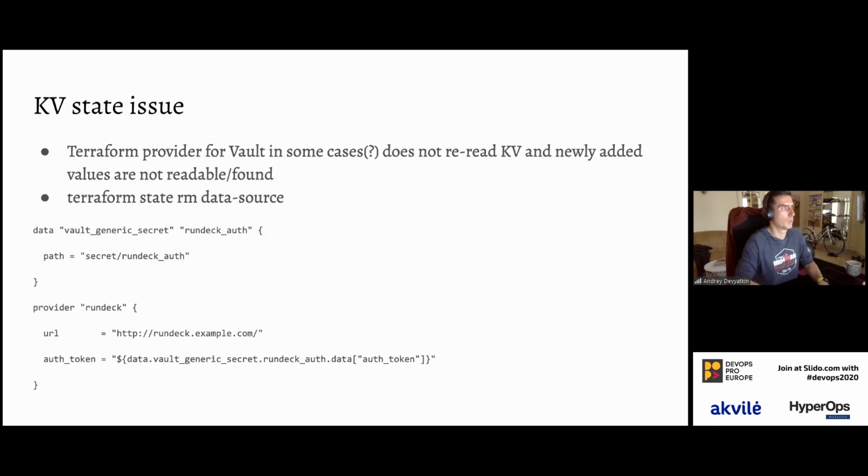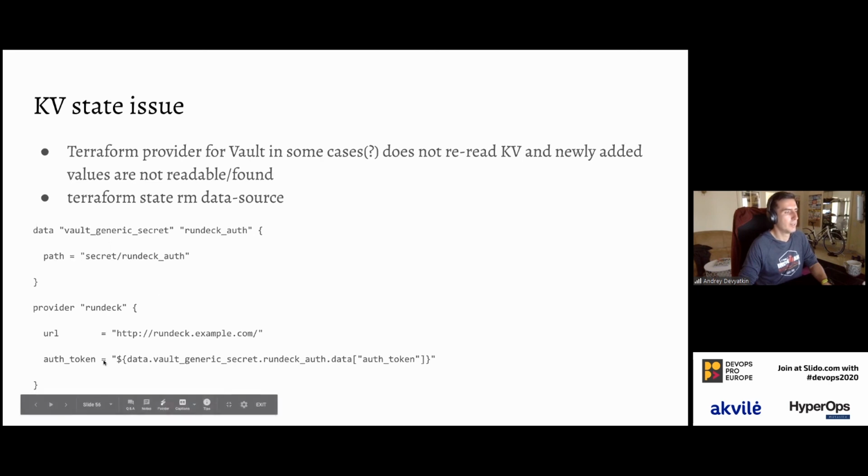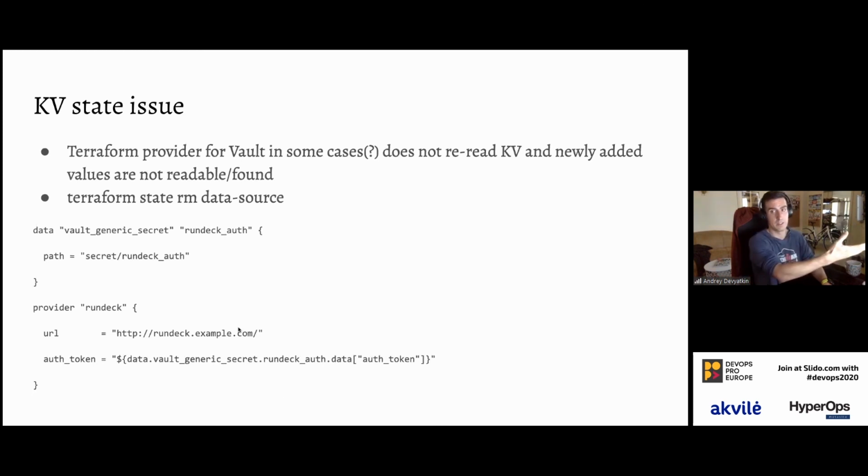Unexpected findings. We're almost out of time, but I'm very close, so hold on with me. So, the key state issue. That's when you're using the data resource in Terraform and you use data to read something out, and in our case, you're using data to read KV out of Vault and then use the data content to populate some other resource. You're basically reading a secret in Terraform from Vault and then passing it to another resource.